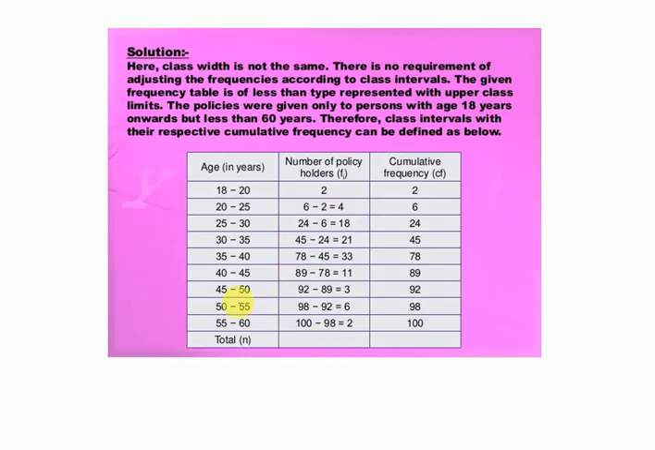Let's see. So first of all, we have changed it to 18 to 20 because 18 is the minimum age, then 20 to 25, 25 to 30, 30 to 35, 35 to 40, 40 to 45, 45 to 50, 50 to 55 and 55 to 60. Understood? Okay, now here you can see in the frequency we are given 2 first, so we have written it as it is, right? Because it is the minimum value. Now I said that below 25 will contain this also, the value of these also, that's why it is written below 25, right?